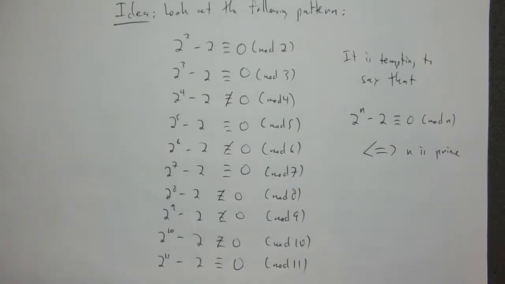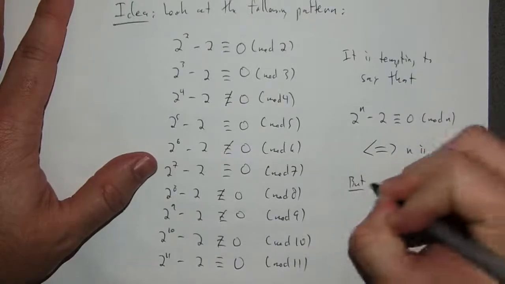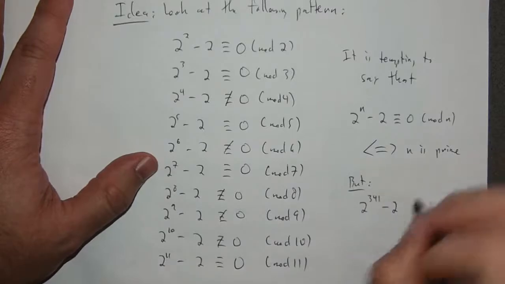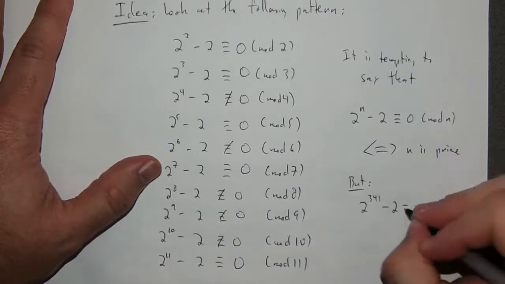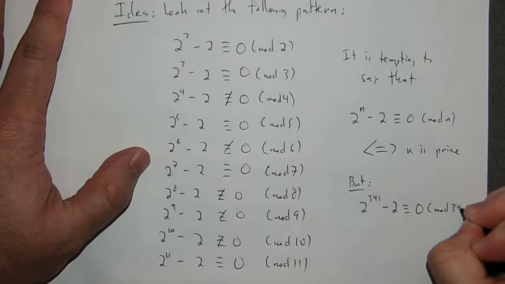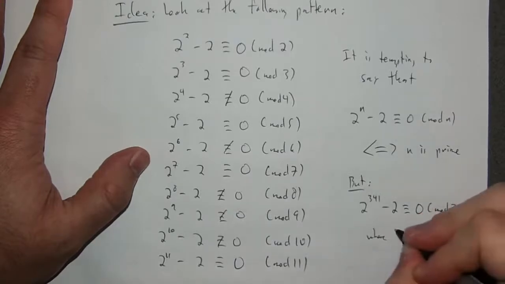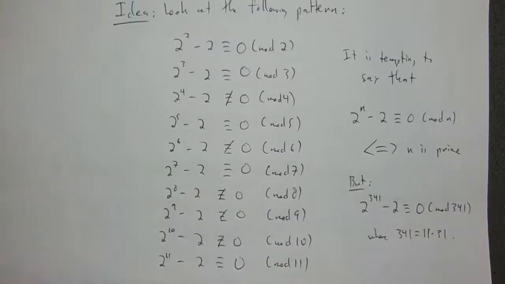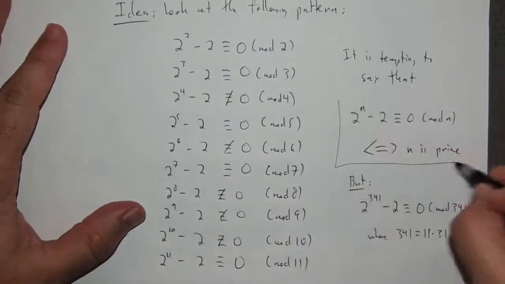Okay, but 2 to the 341 minus 2 is actually congruent to 0 mod 341, where 341, that looks prime, but it's not. It's 11 times 31. Okay. So this is not true.